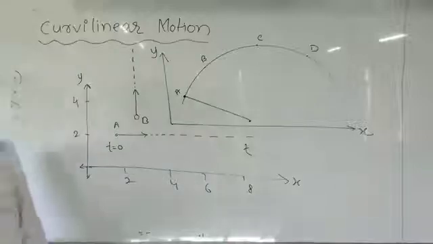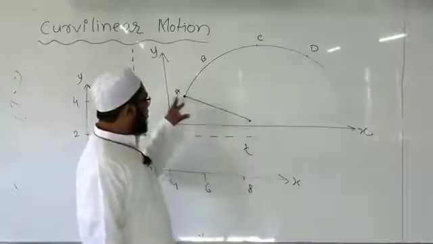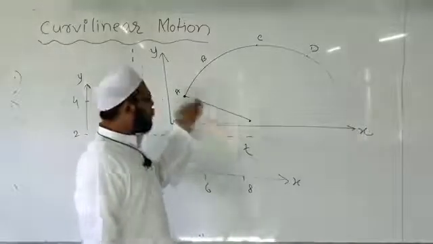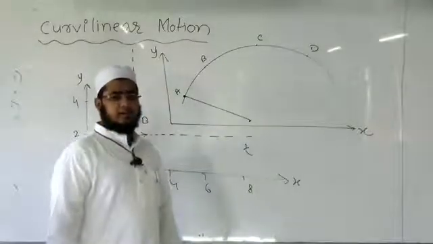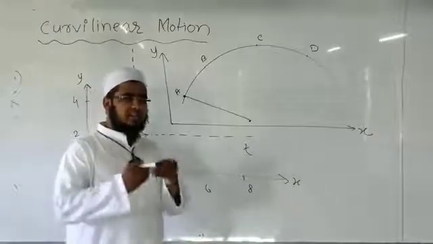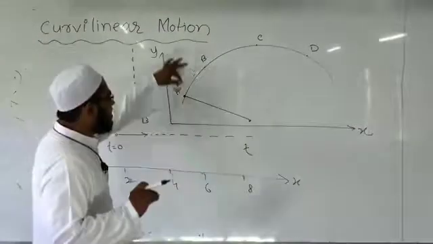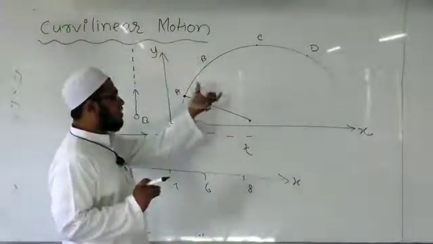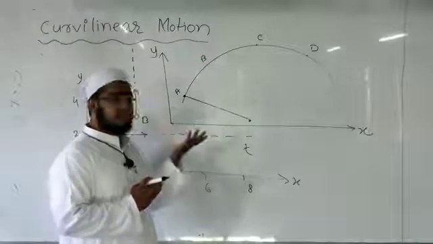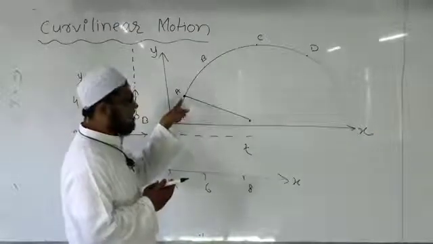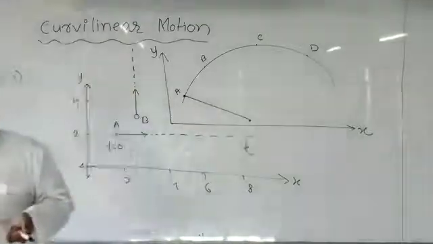What does it mean? It means that during curvilinear motion, the X coordinate and Y coordinate both are variable. A curvilinear motion is a combination of motion along two directions. It is a combined effect of horizontal displacement and vertical displacement, because the position of the particle is changing in both directions, horizontal and vertical.